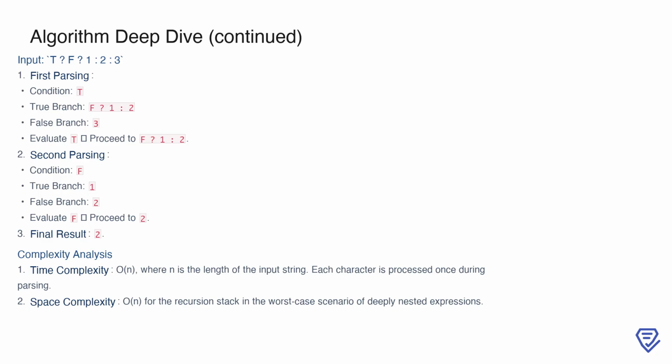Each character is processed once during parsing. The space complexity is also O(n), in the worst case, due to the recursion stack when evaluating deeply nested expressions. This efficiency makes the approach well suited for handling ternary expressions of various sizes and complexities.